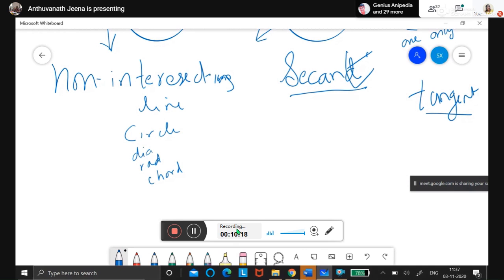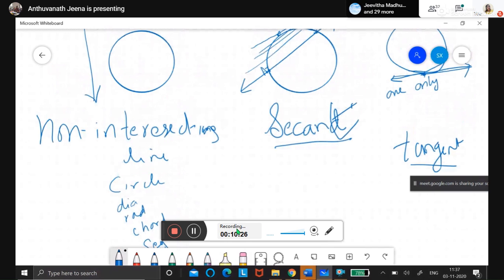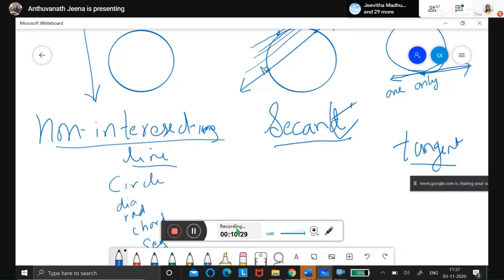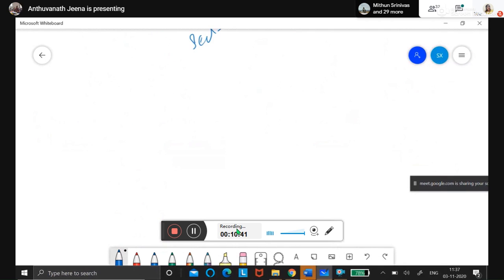Diameter, radius, chord, segment, sector, all of these you write. Then go to these 3 situations: non-intersecting lines, secant, tangent. Draw neatly, and write neatly. Introduction is important for the concept. Then you write the definition of tangent. A tangent to a circle is a line that intersects the circle at only one point.